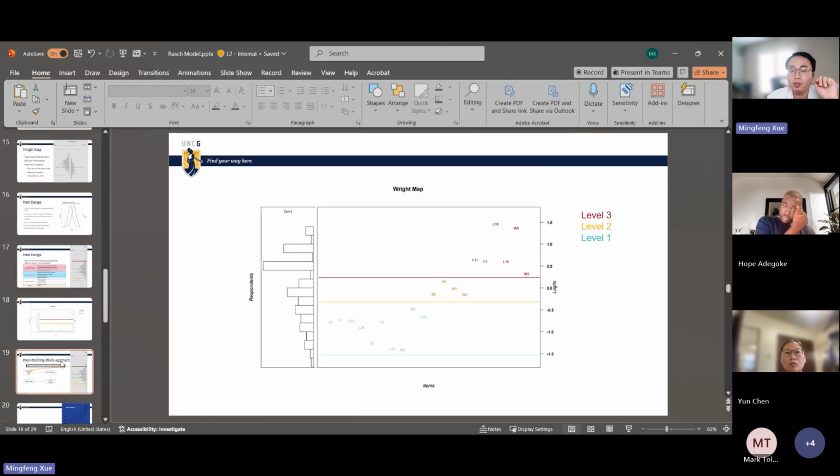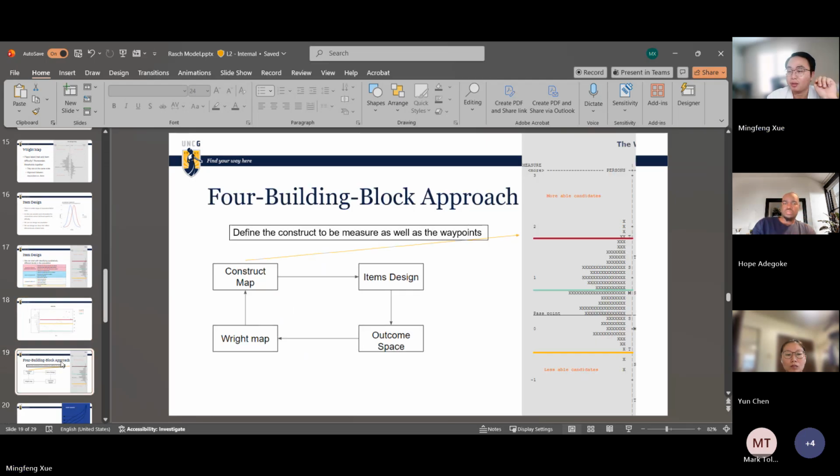And this is the four building block approach that I just mentioned. We start from a concept map. A concept map means a concept to be measured, such as argumentation. In this step, we also need to determine some of the waypoints. Waypoint means some qualitatively different level. In this plot, it's the orange, blue, and red. This is for visualization, but in reality, we only have some text or description of each level itself, like this vertical bar.